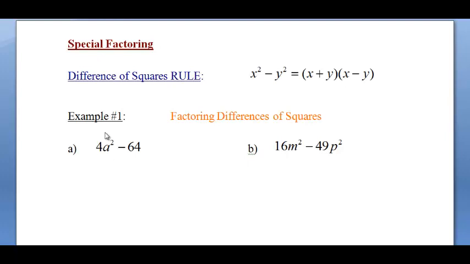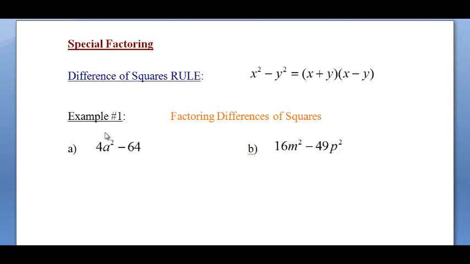Special factoring. We're first going to look at the difference of squares rule. Here we have x squared minus y squared. That factors into the quantity x plus y times the quantity x minus y. This is the difference of squares because our first term x squared is a perfect square. Our second term y squared is also a perfect square, and it's separated by a minus sign. Minus meaning difference, so we have the difference of squares.